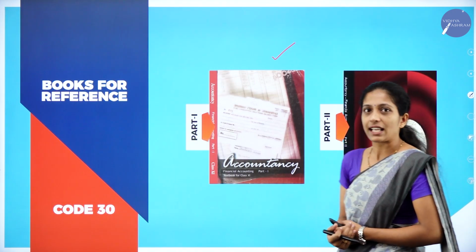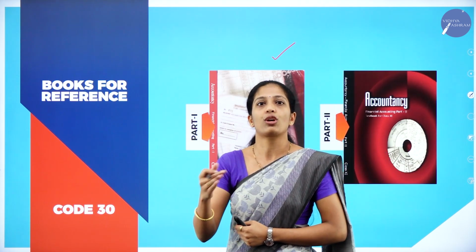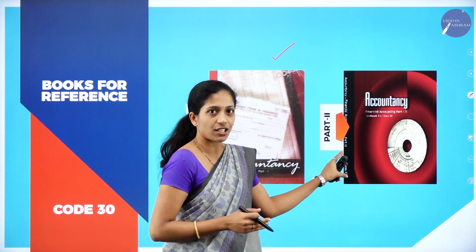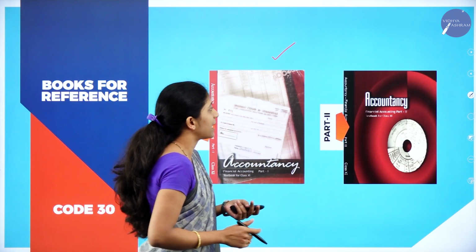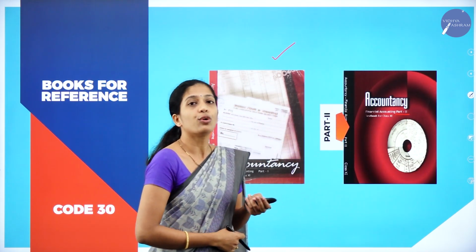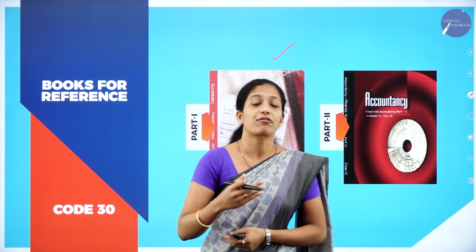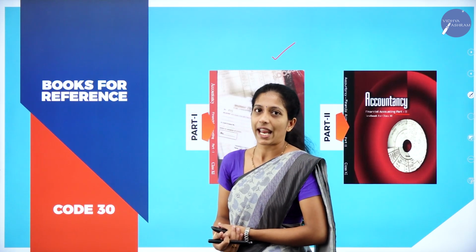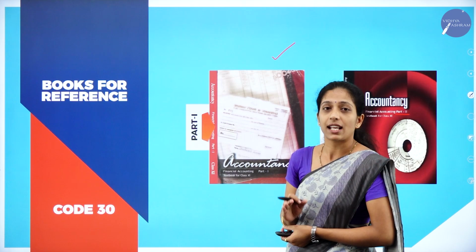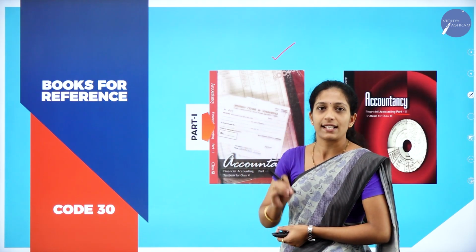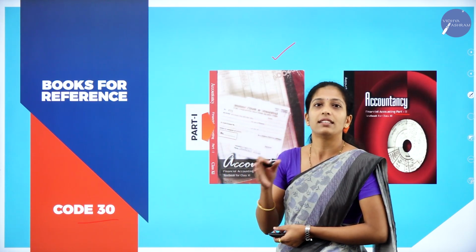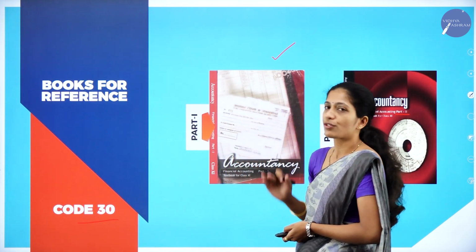Now coming to the next book. This is the continuation of part 1, so we'll be having part 2. Here the book name is also Accountancy, where they have written Financial Accounting Part 2. So these are the two main important books that you have to refer to for your first PUC accountancy syllabus. And remember, the code for the accountancy subject is 30. So the code is what? 30. So these are the books for reference.